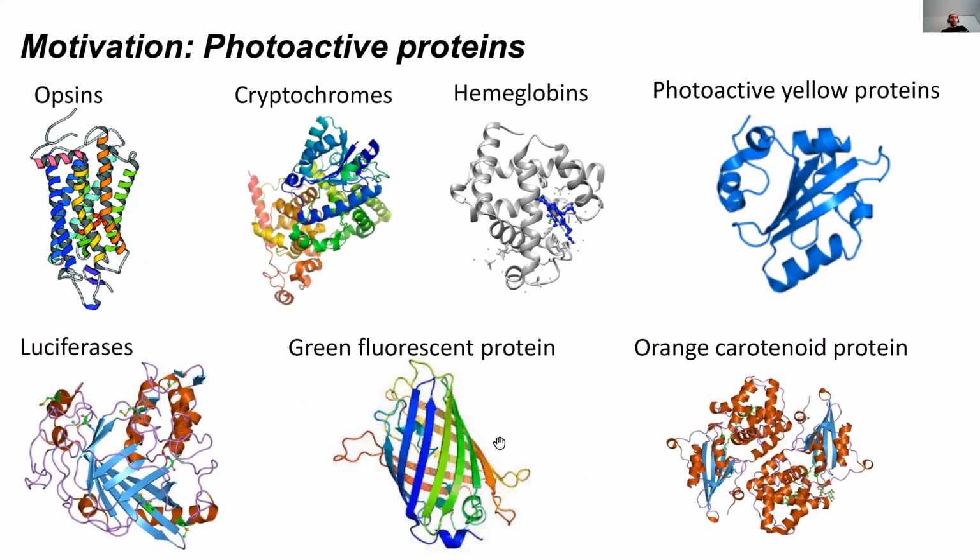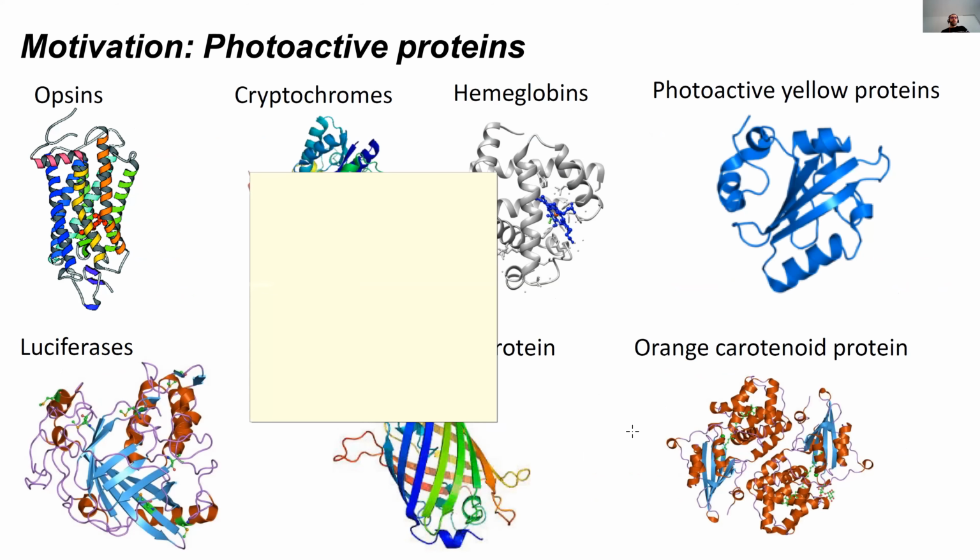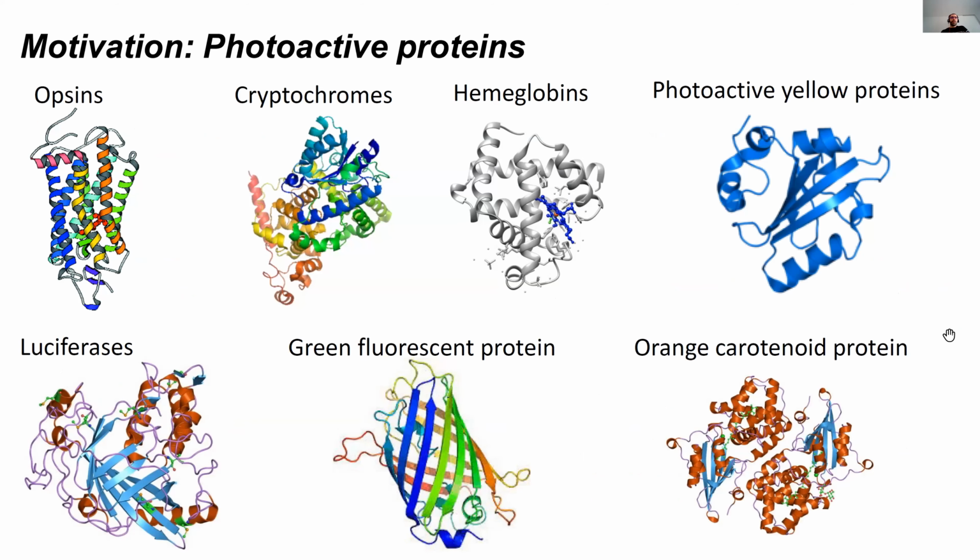So just to motivate why would we care about using QMMM? Our main interest is in photoactive proteins. So here I show a lot of families of natural proteins that are photoactive. Yesterday we saw a talk by Massimo Olivucci on rhodopsins, but I'm particularly interested in cryptochromes, which would be responsible for magnetic vision of certain migratory animals that can guide by perceiving the geomagnetic field.